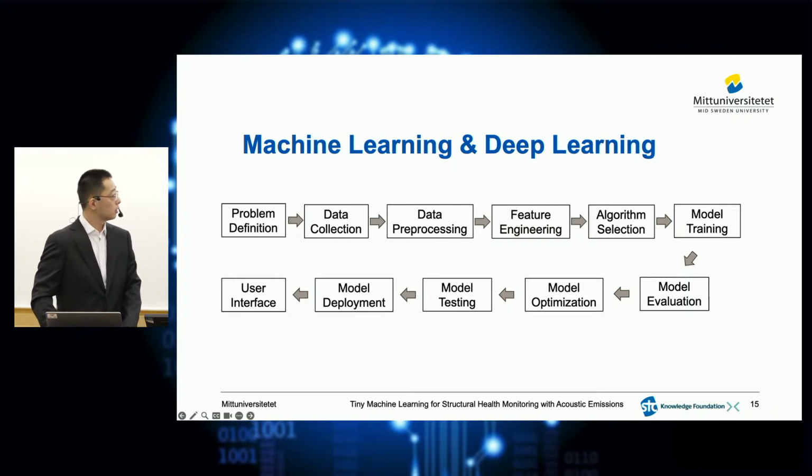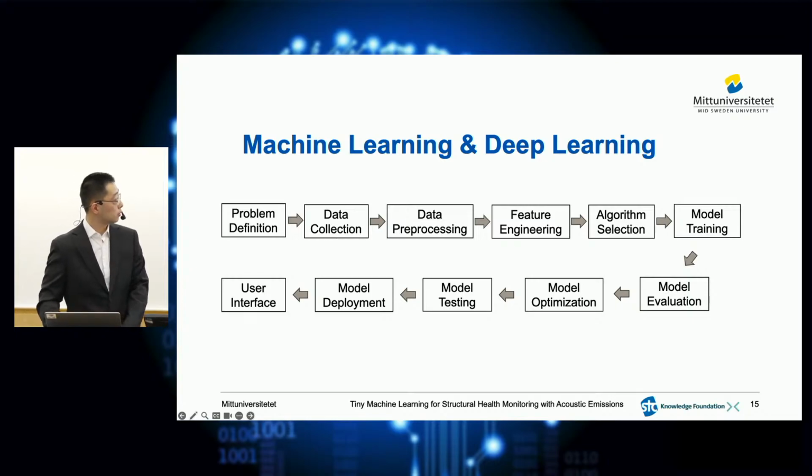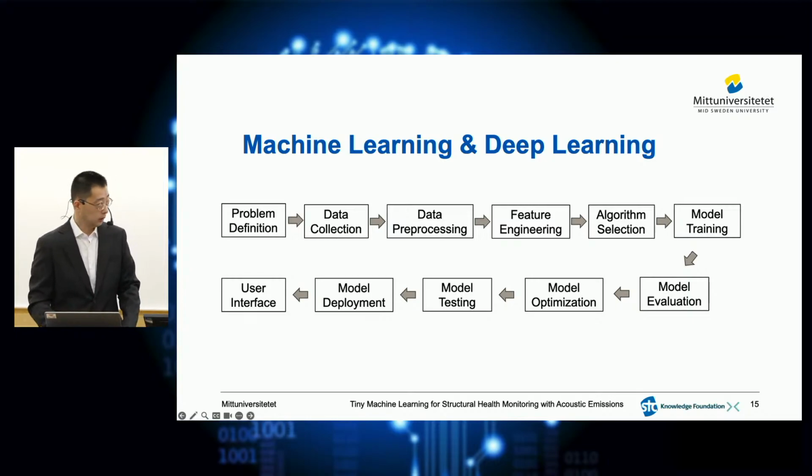The normal machine learning and deep learning approach is divided into several steps. First, you have to define the problem: is it a regression problem or a classification problem? In our case, it is a classification problem. And then you go through data collection, pre-processing, algorithm selection, training, optimization, testing, and at the end, deployment.